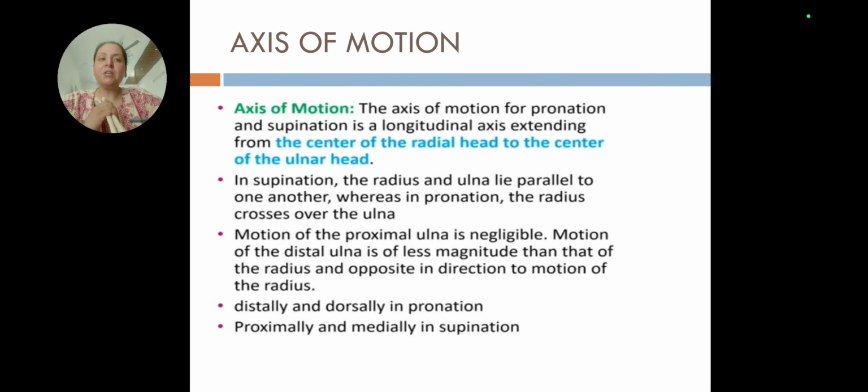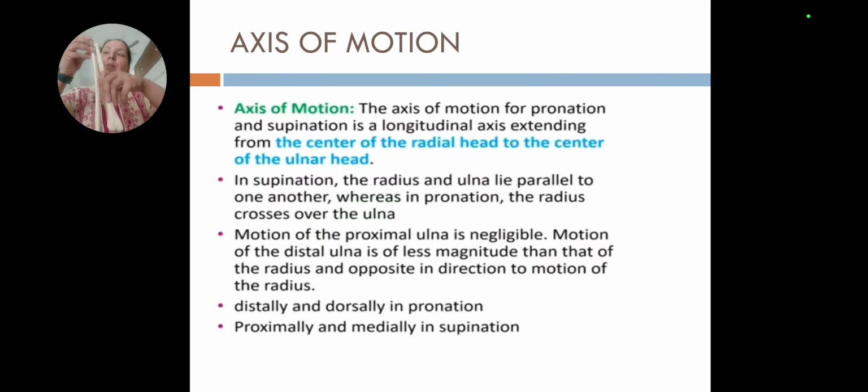Fine. Basically in supination, the radius and ulna are parallel to each other. They remain like this only. This is a supinated position, how I am holding this. The radius and ulna lie parallel to one another. Whereas in pronation, the radius crosses over the ulna.